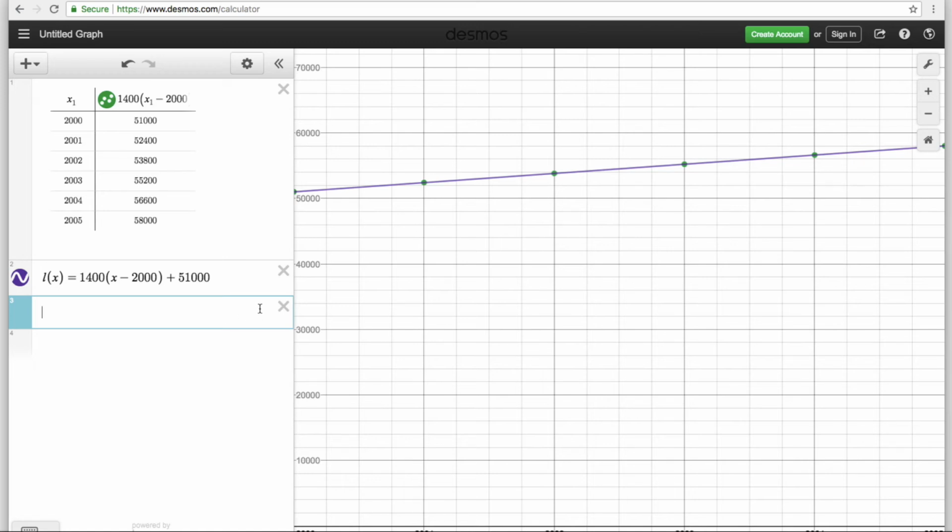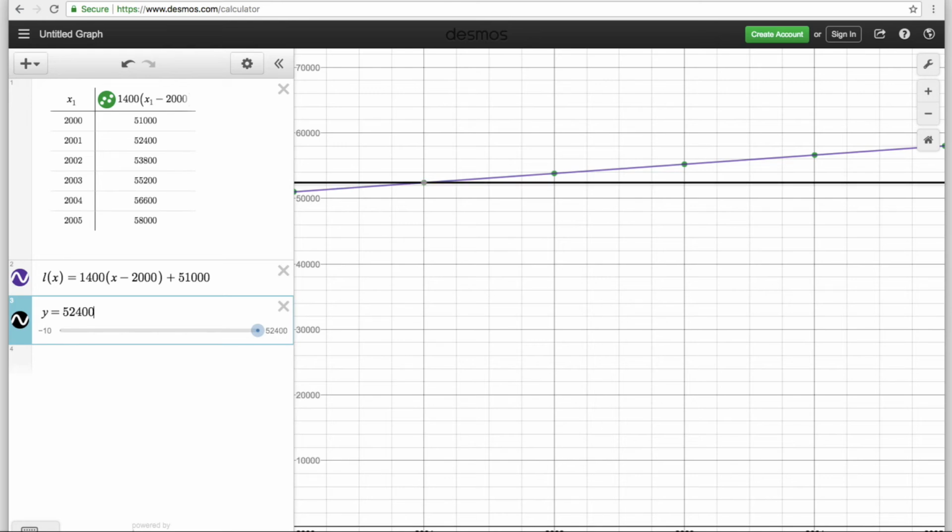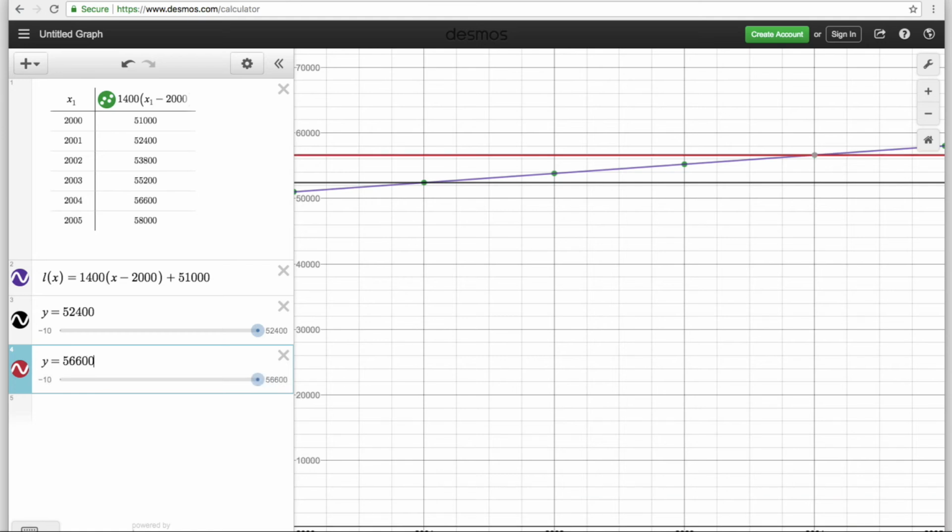So one way to do that is to say, okay, I want to know when y is 52,400. So I'm just putting that in. It makes that black line. I want to see the other line of 56,600. So here are my bounds. I'm interested in when this purple function is between that black and that red line. And so we see at 2001 is the lowest point in that range, and here at 2004 is the highest point in that range. And again, that jives with what we saw in the table as well as symbolically.